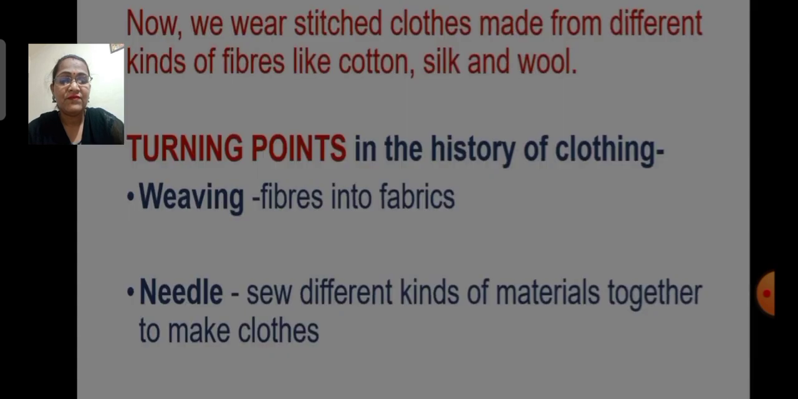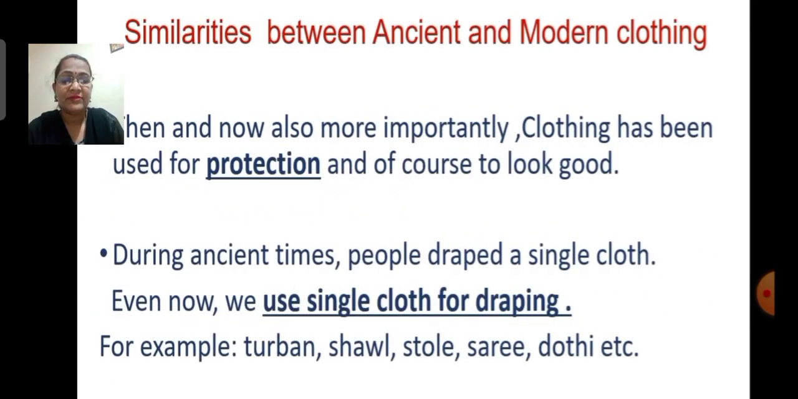Now next we will look at the similarities between ancient and modern day clothing. Then and now, what is the most important purpose of clothing, children? Yes, it is for the protection of ourselves and of course to look good. During ancient times, people wrapped a single cloth. Even now, we use single cloth for wrapping. For example, turban, shawls, stole, sari, dhoti, etc.